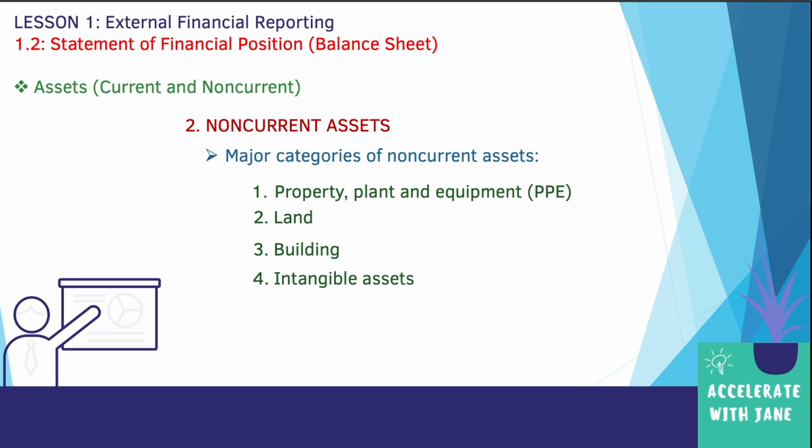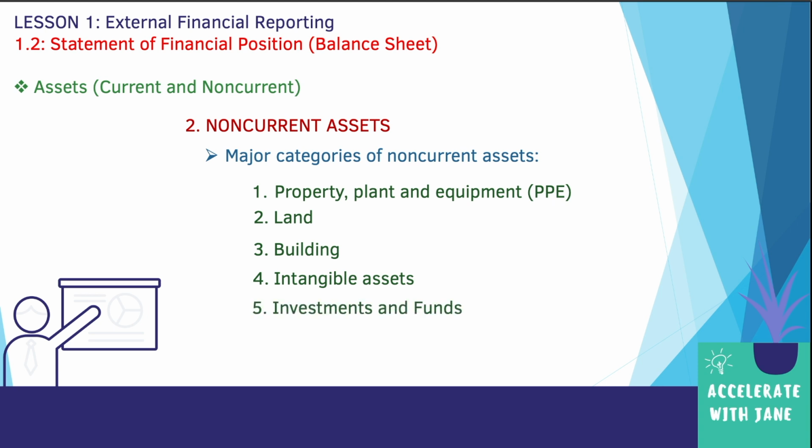So fourth, we have intangible assets. Intangible assets, these are non-financial assets without physical substance. So this is the type of asset which we cannot see, feel, or touch, and these are usually non-financial. So for example, we have patents, goodwill, and so on.